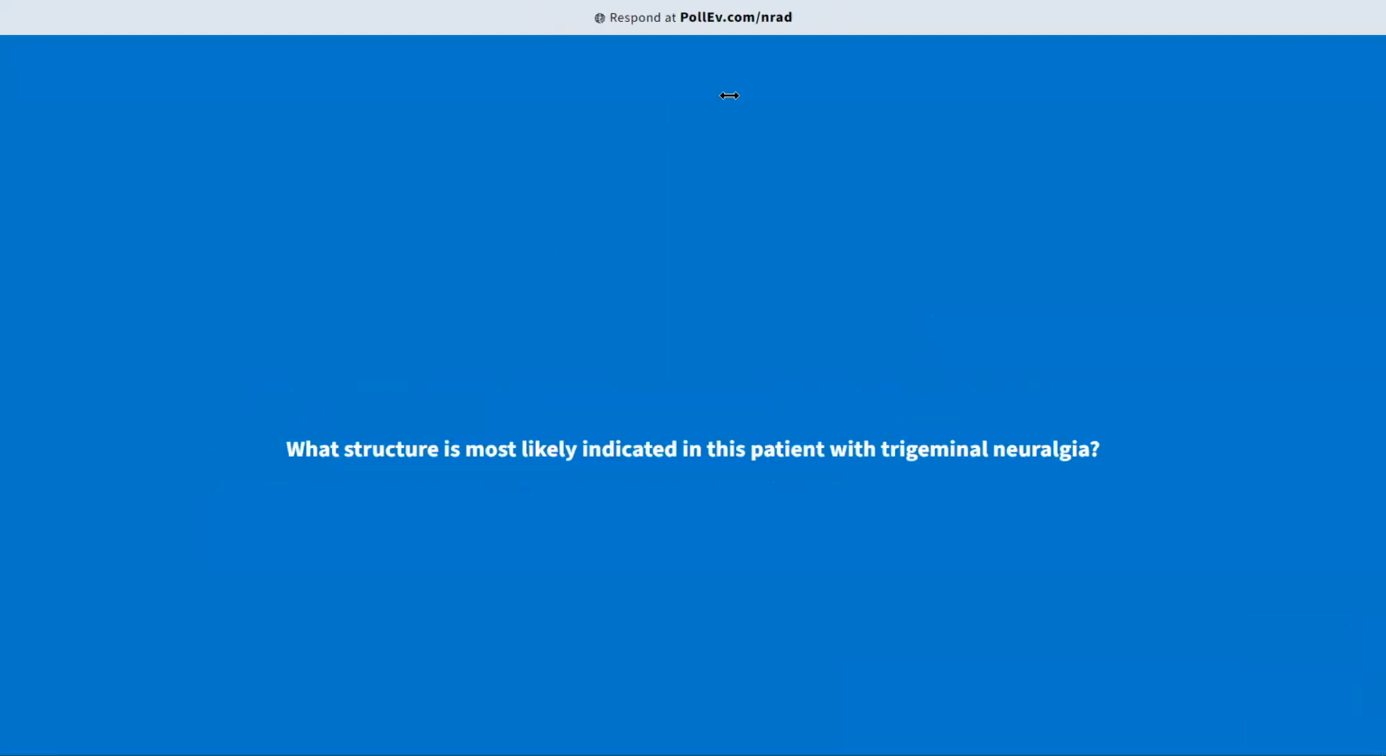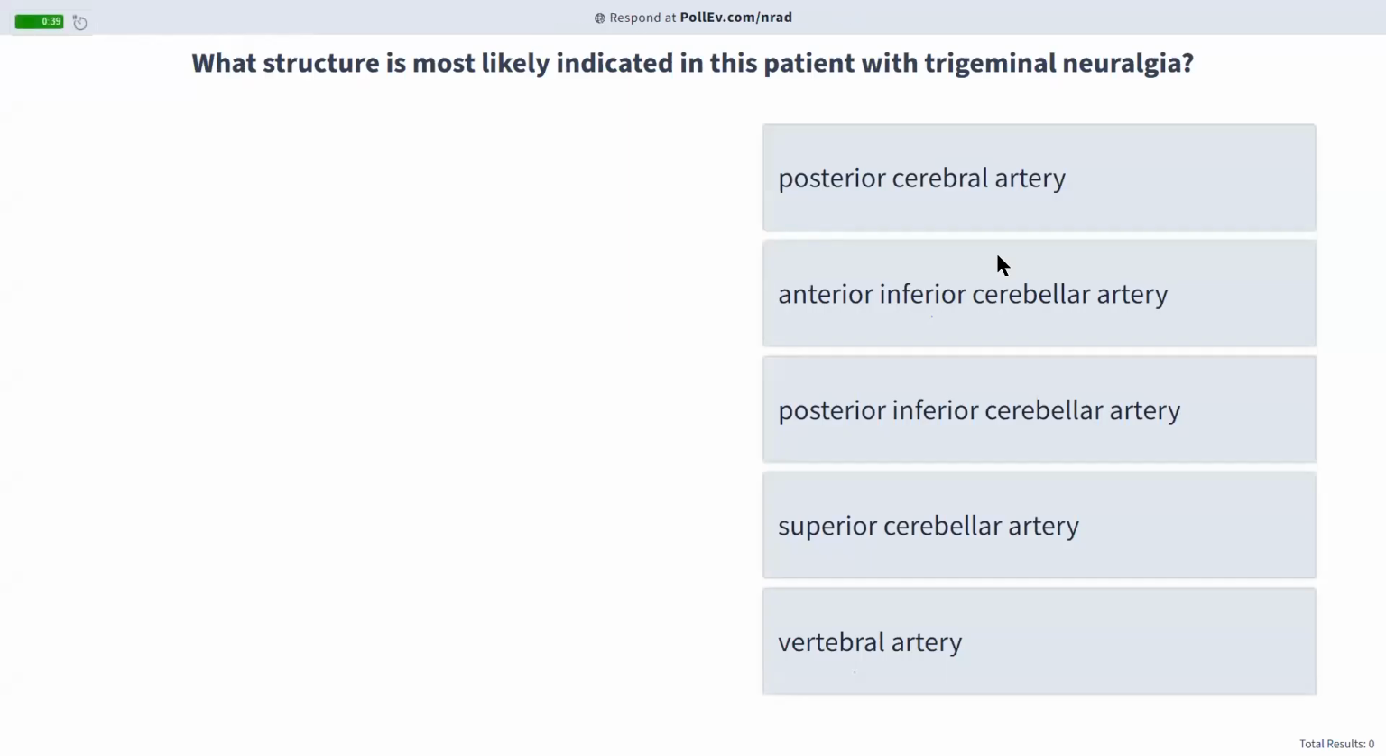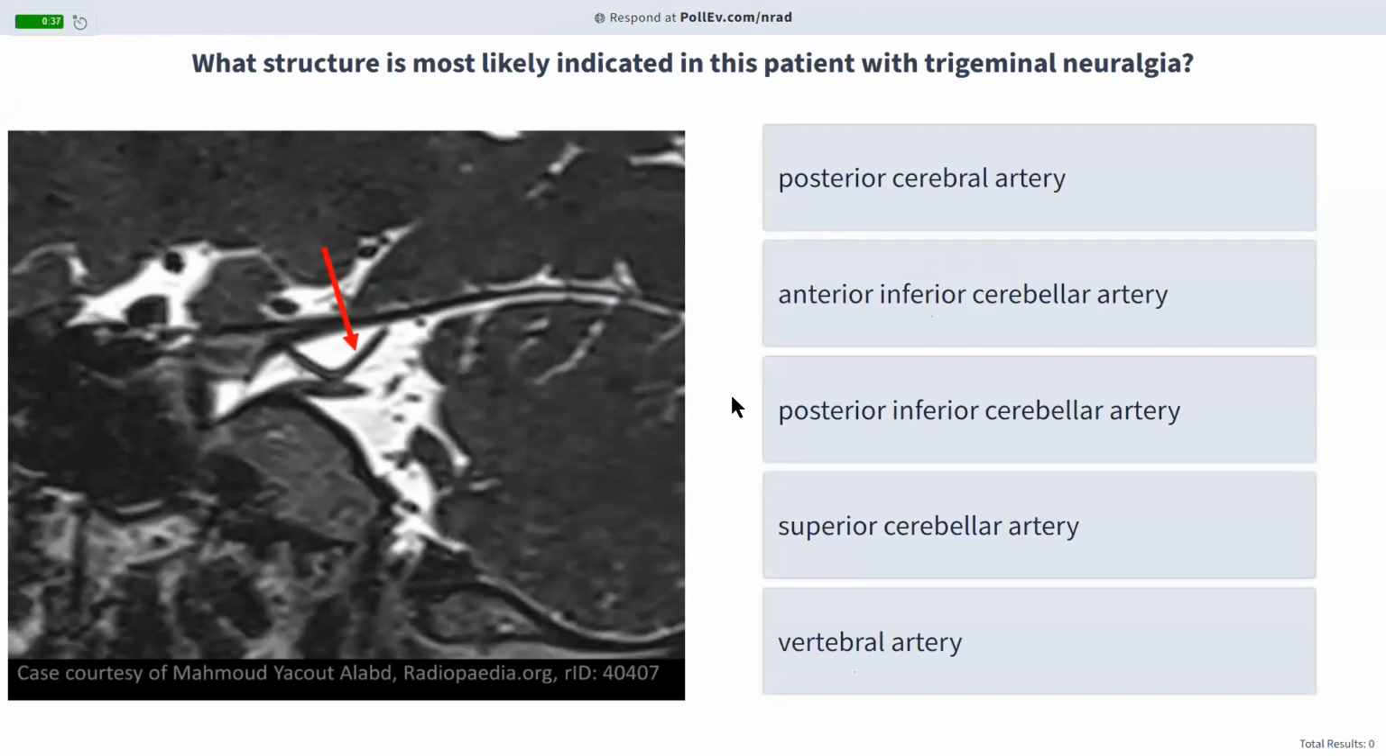All right, next question. What structure is most likely implicated in this patient with trigeminal neuralgia? This is a sagittal, heavily T2 weighted image. So a CISS or FIESTA sequence.